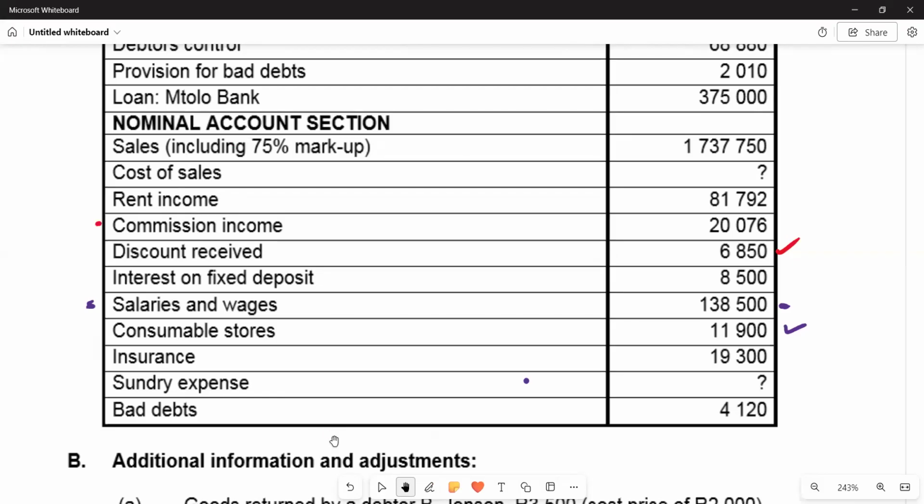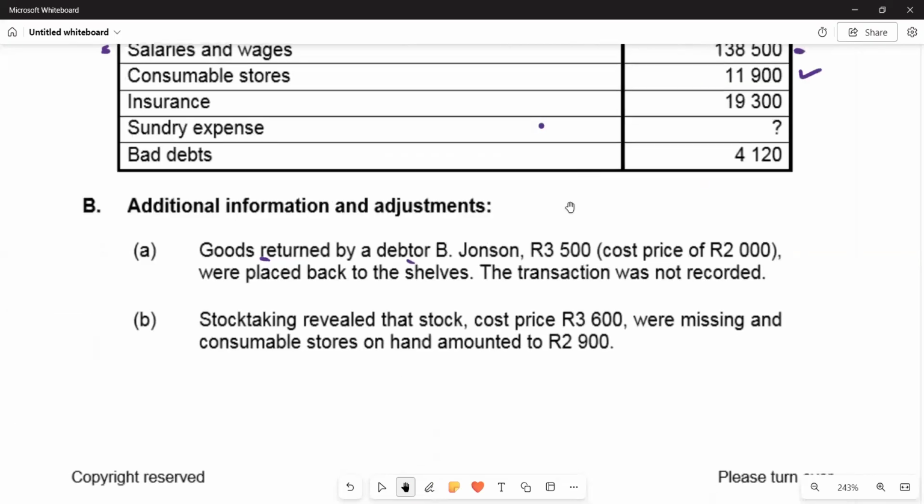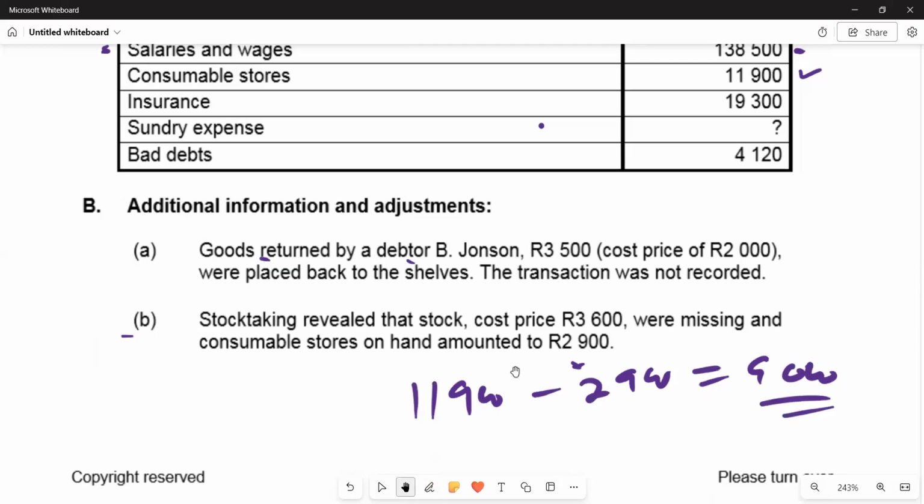So we go to the additional information to see if we've got anything to do with consumable stores at the end of the period. Information B says stock taking reviewed the stock, cost price 3,700 rands was missing, and consumable stores on hand amounted to 2,900. So 2,900 represents consumable stores that was still on hand at the end of the period. This one was not used out of 11,900 bought. So to get the one that was used, we say what was bought, 11,900, we subtract what is remaining at the end of the period. Then we get the one that was used. Of course, if you subtract there, you get your 9,000.